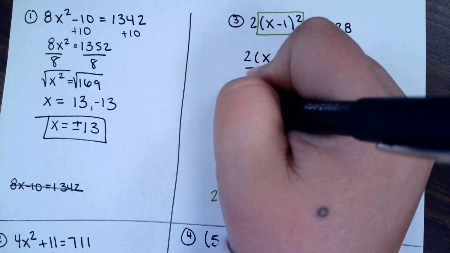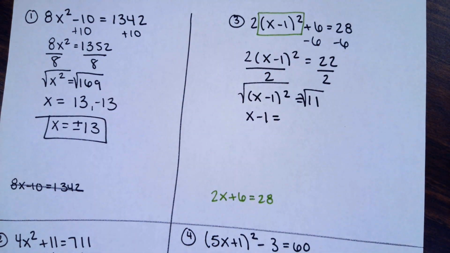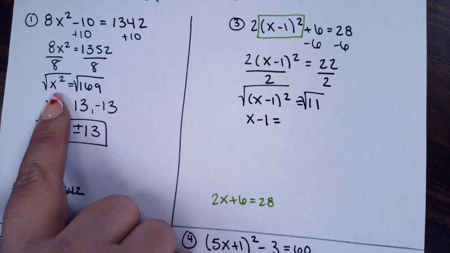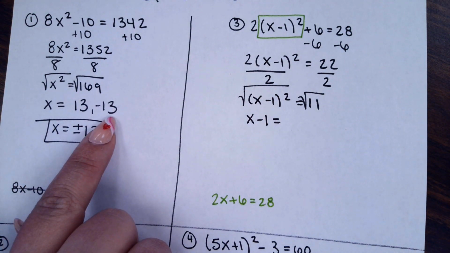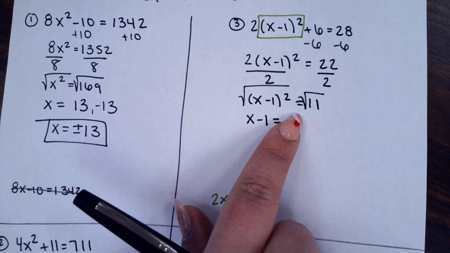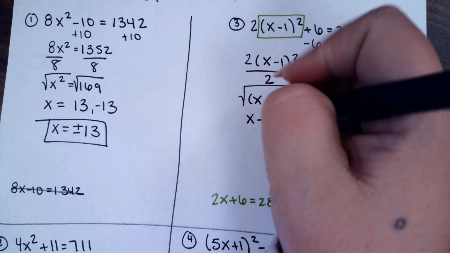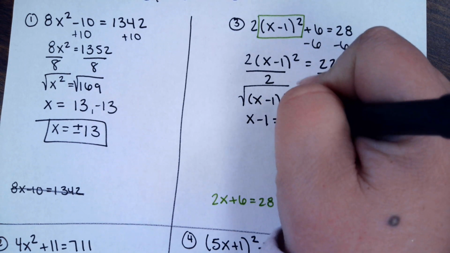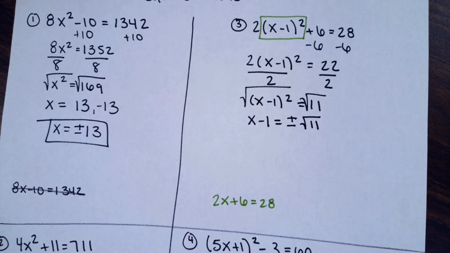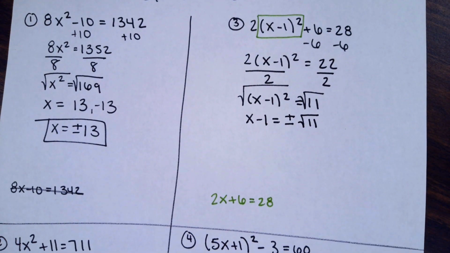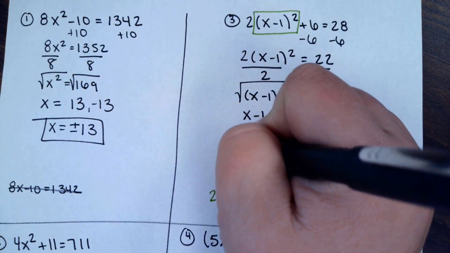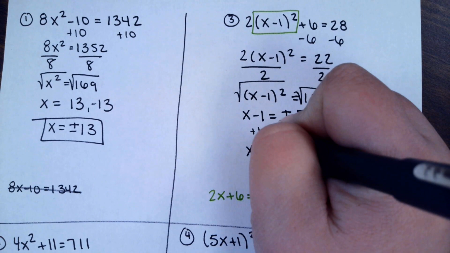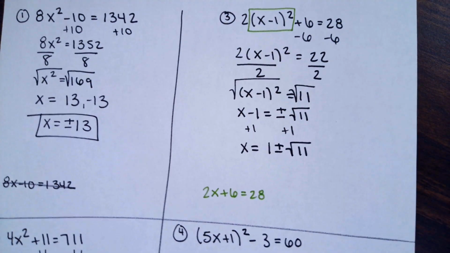So these cancel out and we're left with x minus 1 equals, now think about over here when we took the square root of 169. We said it was positive 13 and negative 13. So instead of just leaving it as the square root of 11, we're going to say it's plus or minus root 11. That's how we're going to get our two answers. And there's one last step to get x by itself, right? Add 1 to both sides. You get x equals 1 plus or minus root 11.